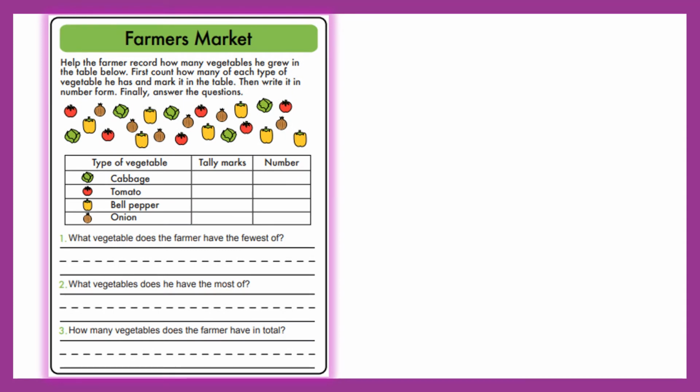Okay, boys and girls, here we are looking at our farmer's market worksheet. And we are going to help the farmer record how many vegetables he grew in the table below. First, we're going to count how many of each type of vegetable the farmer has, and we're going to mark it in the table. And then we're going to write that in number form.